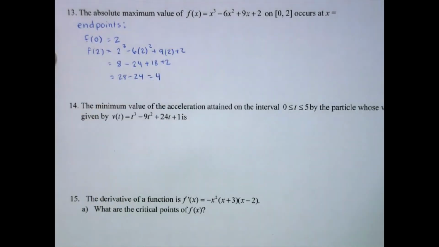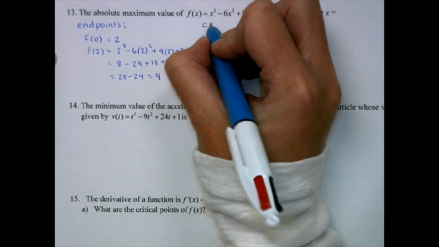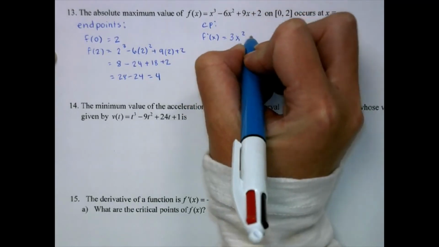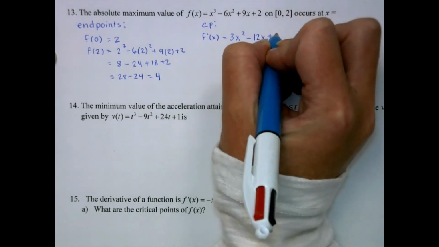Next, we want to look at the critical points. So we'll take the derivative, and then factor.